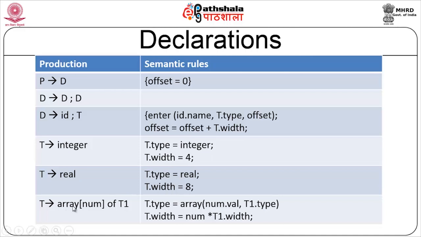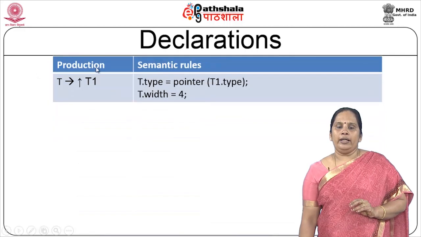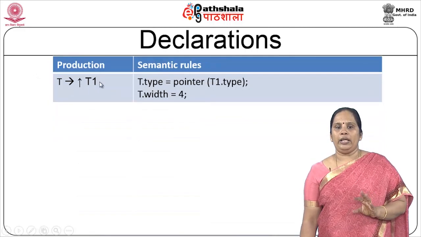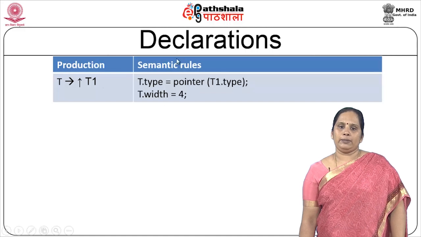Okay. And the last one is array of num of T1. So what will I do here? T dot type is nothing but an array, whether it's a 10 element array or a 20 element array, etc. of type T1. The last one is T dot width is equal to num into T1 dot width. Okay, T dot width is equal to num into T1 dot width, because you have so many elements that is multiplied with T1's width and then you are incrementing the offset. And in that case, T produces arrow T1, this is a pointer. In that case, this is the corresponding semantic rule.